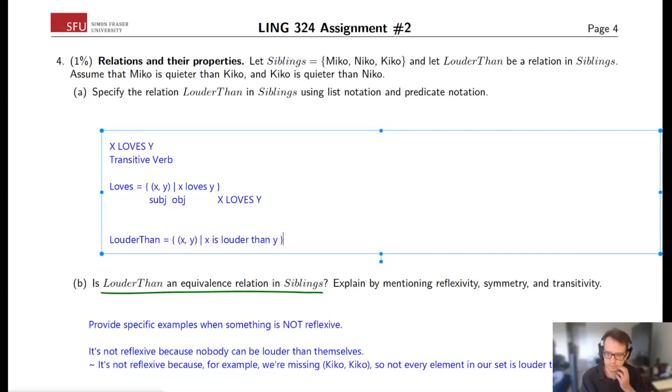Is it necessary to put the X and Y included in siblings? You can if you want, but that's not something I require. But to be complete, that would be good to include. But because of the context of the question, it's understandable where it's coming from. Okay, thank you.